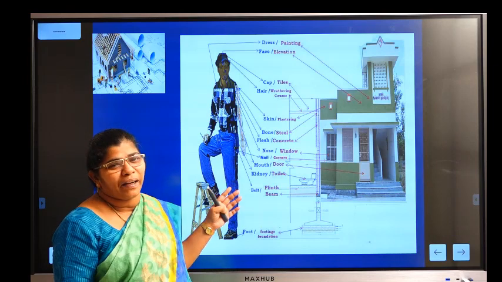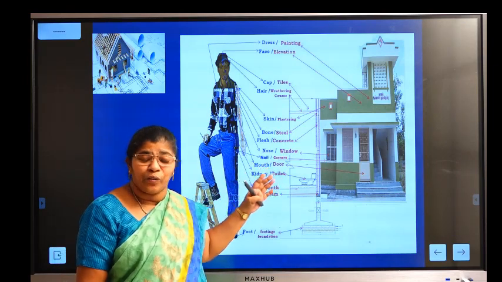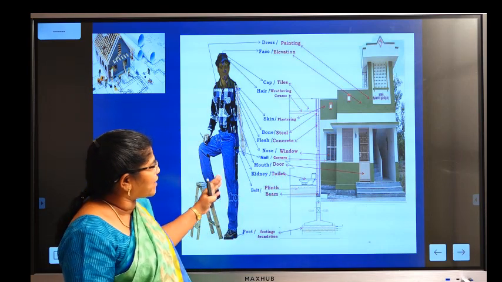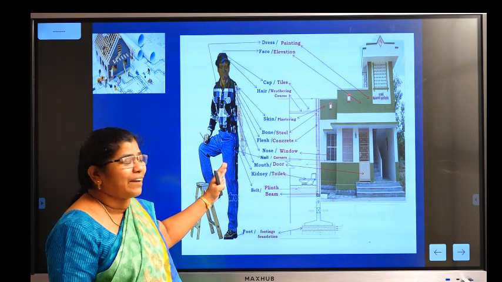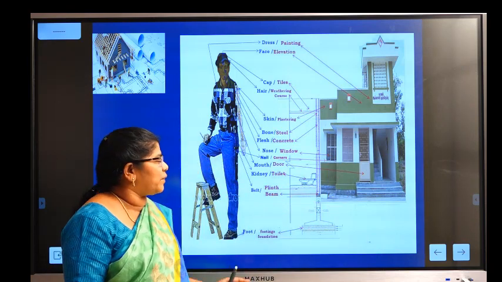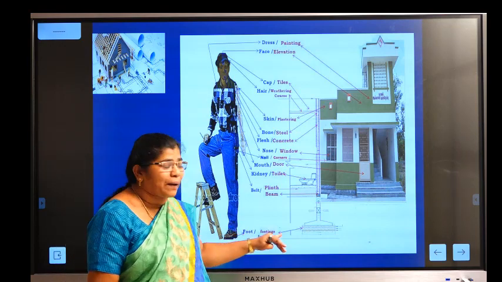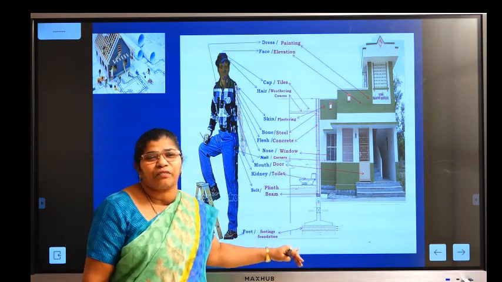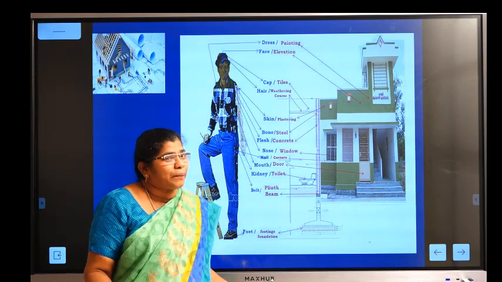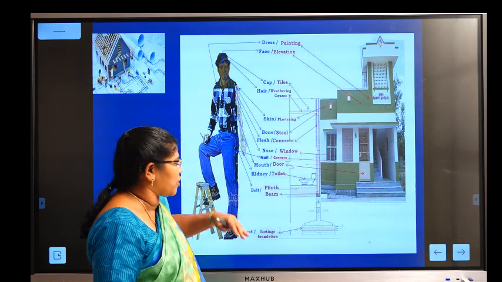So let us take a look at the need of the subject. Why do you want to study this subject? Here you can see I have taken a man and compared him with a building, right? Starting from there, the foot of the man is compared with the footings. Footings are the foundation which takes all the load. So it should be strong. So the materials we use for the footing or the foundation should be very strong, right?